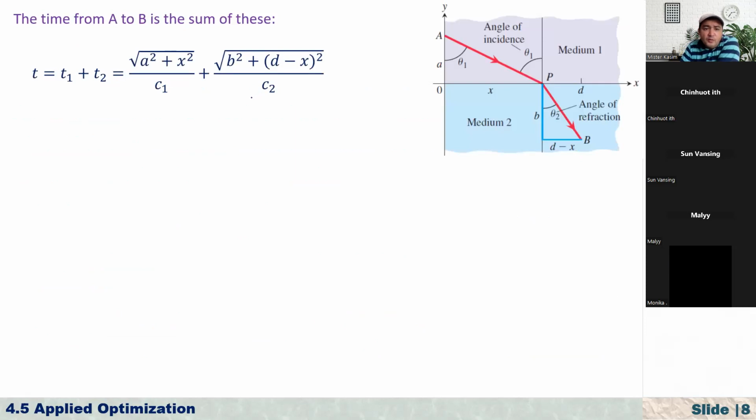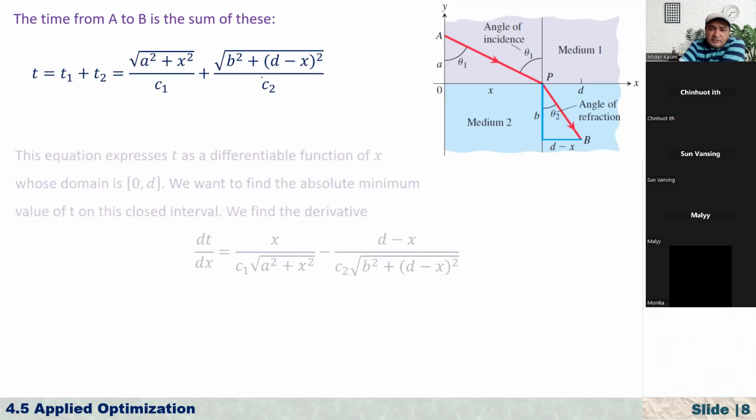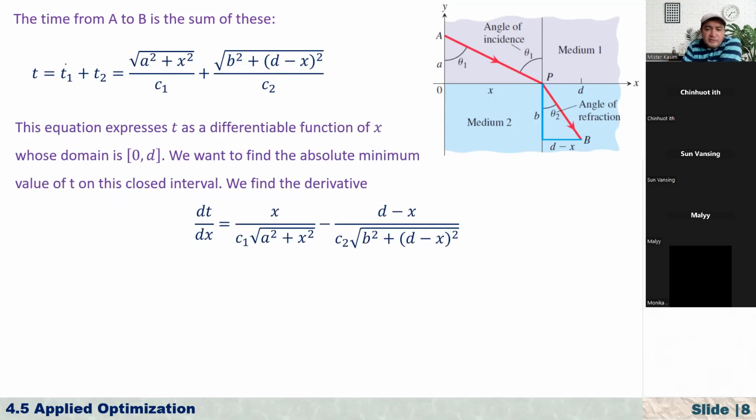Okay, so now we are going to find the minimum time, since the light is traveling in the minimum time. So now I have to differentiate this T with respect to X, because you see here time is a function of X. What is the variable? Here X may change, right?